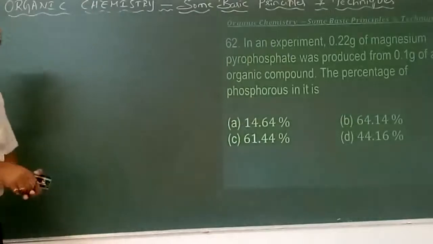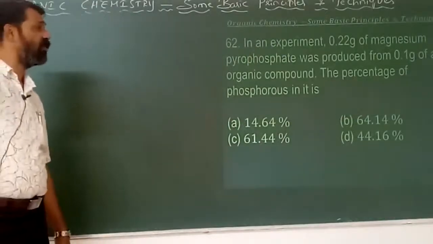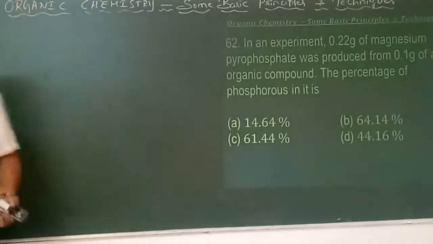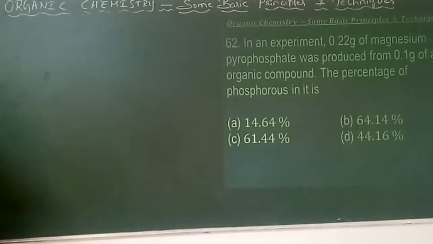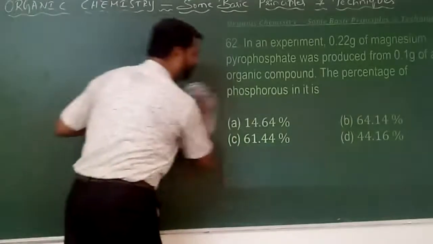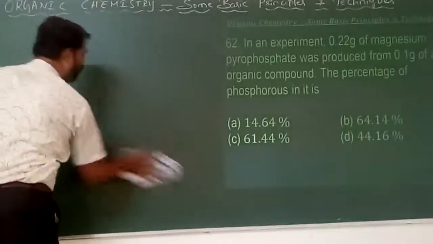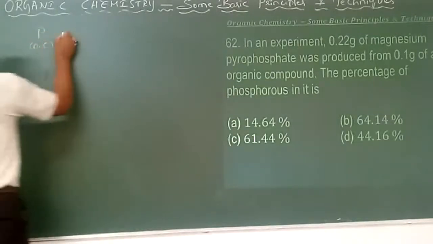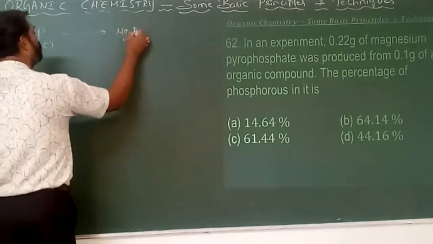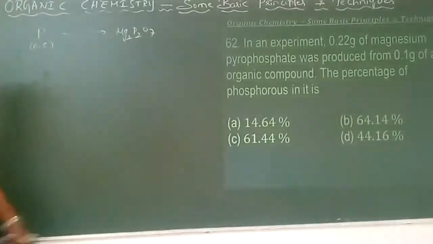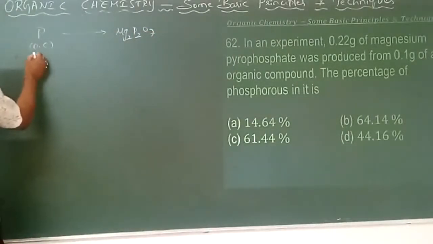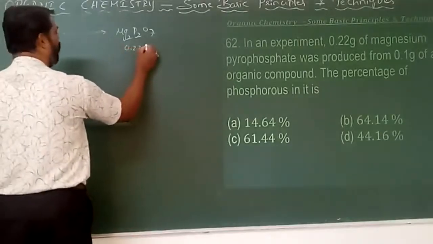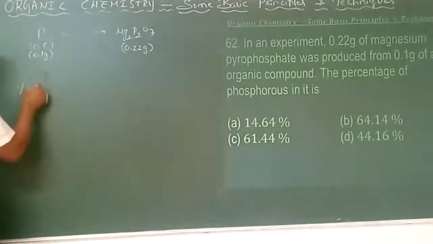Now, in an experiment, 0.22 grams of magnesium pyrophosphate was produced from 0.1 grams of an organic compound. Therefore, the percentage of phosphorus in that particular compound is how much? So here, we say phosphorus. What is the phosphorus in the organic compound converted to? Mg2P2O7, magnesium pyrophosphate. The mass of the organic compound that we have taken is 0.1 grams and the mass of the magnesium pyrophosphate that has been formed is 0.22 grams. How do you get the percentage of phosphorus?